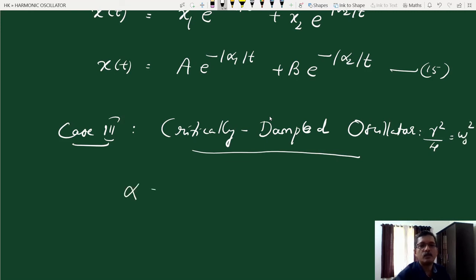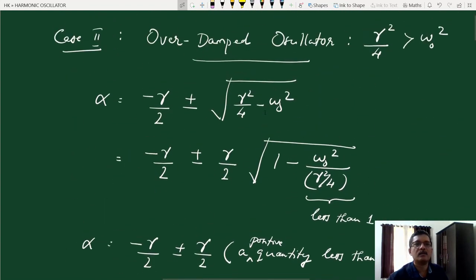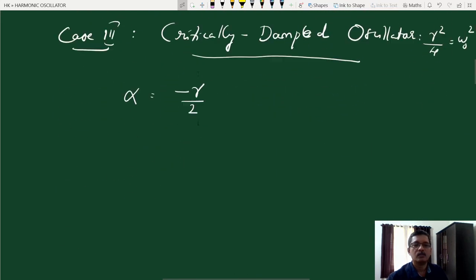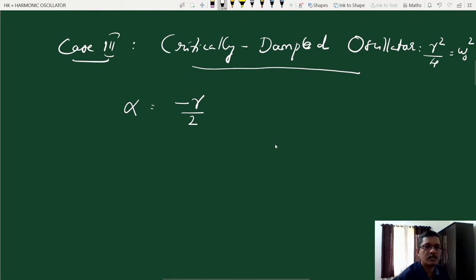Then what is the value of alpha? Minus gamma by 2 only, because the general expression for alpha is minus gamma by 2 plus or minus root of gamma square by 4 minus omega 0 square. If gamma square by 4, this damping factor, is exactly equal to the natural frequency term, then alpha is simply minus gamma by 2. So alpha has only one term. Then the solution is z of t is equal to some value z0 e raised to alpha t, that is minus gamma by 2 into t. Alpha has only one term.